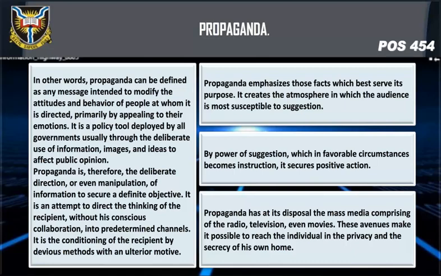Propaganda emphasizes those facts which best serve its purpose. It creates the atmosphere in which the audience is most susceptible to suggestion. By power of suggestion, which in favorable circumstances becomes instruction, it secures positive action. Propaganda has at its disposal the mass media comprising of the radio, television, and even movies. These avenues make it possible to reach the individual in the privacy and the secrecy of his home.